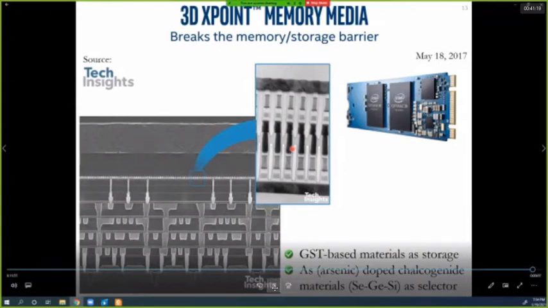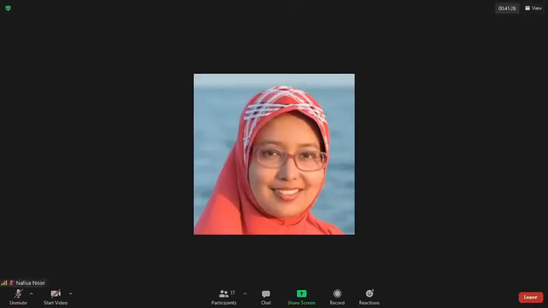So in our next module, we're going to learn more about the phase change memory fundamentals. Thank you for your attention on this module.